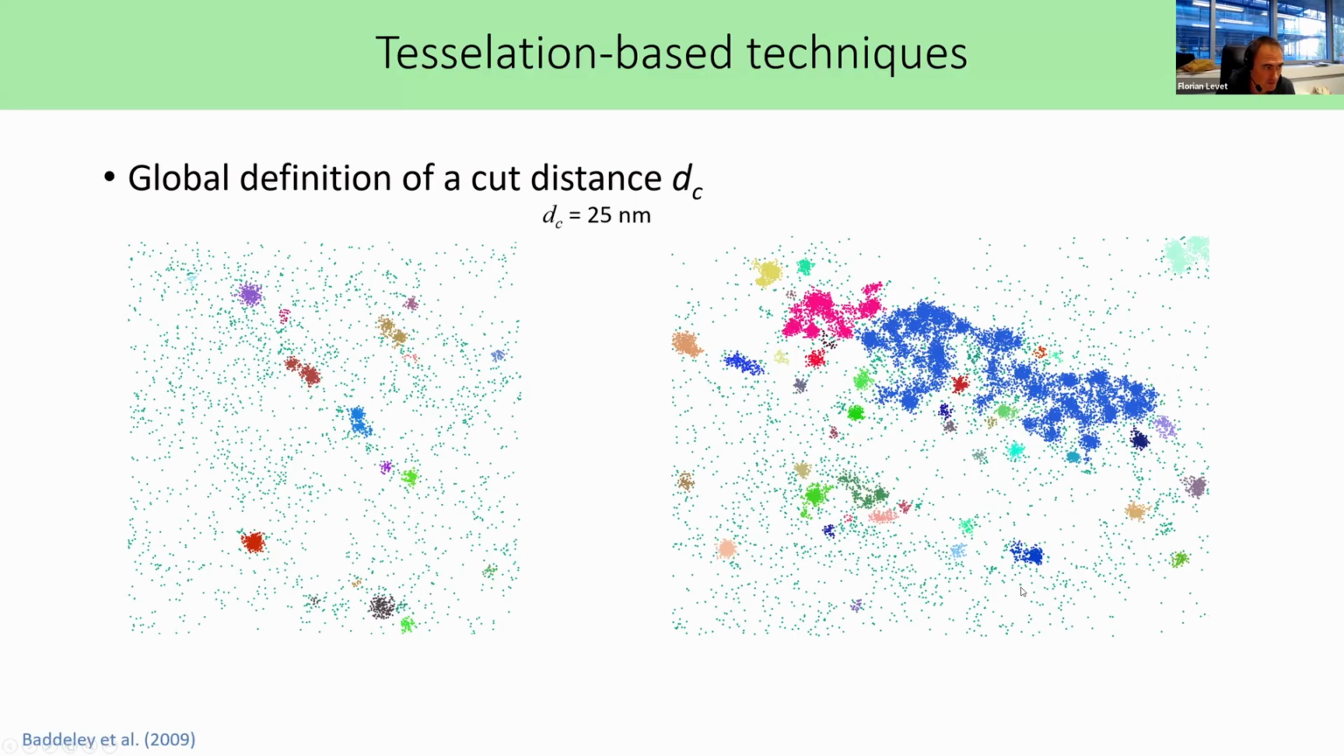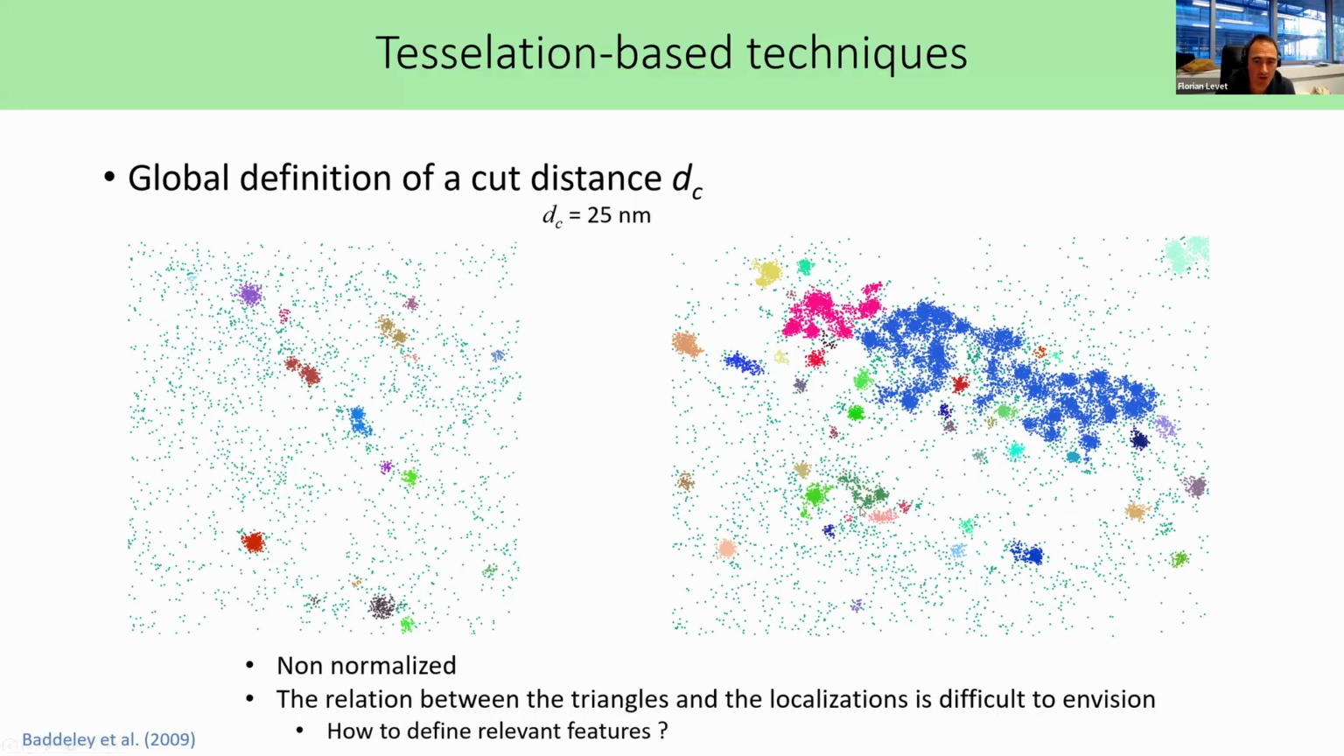And so you have exactly, in the end, the same problem as for DB-scan, is that this method is not normalized, so you may need to change your threshold if the localization density is changing. Another problem, at least in our mind, is that the relation between the triangles and the localizations is difficult to envision.